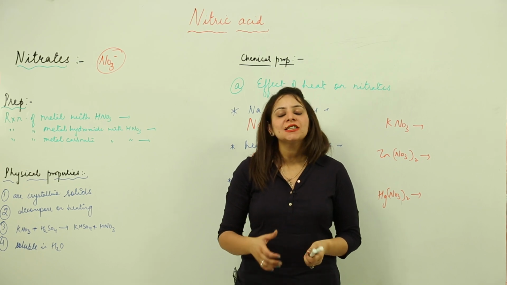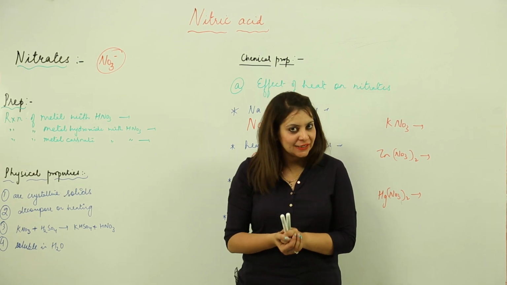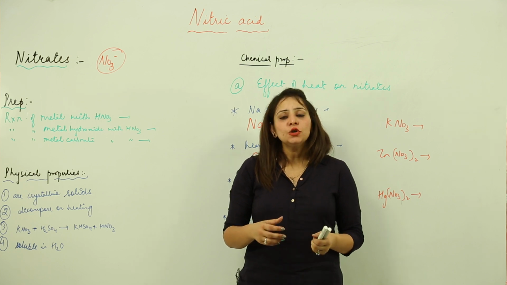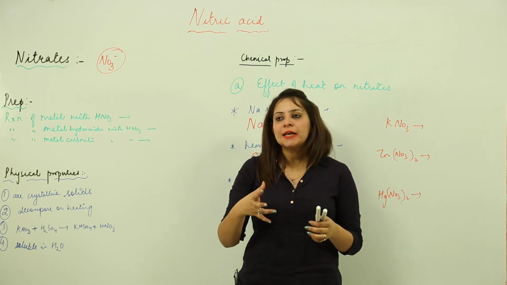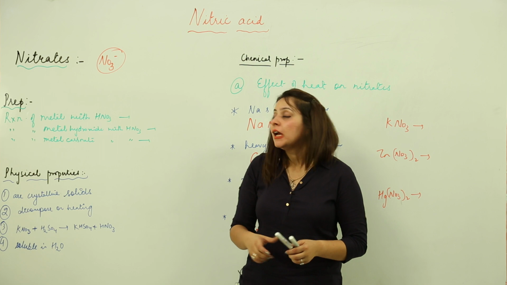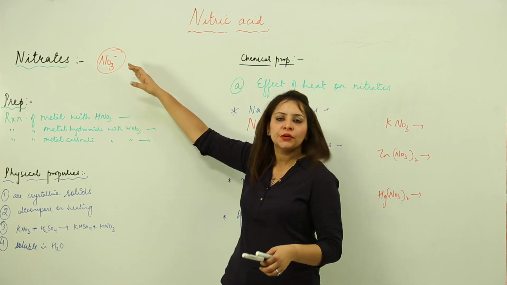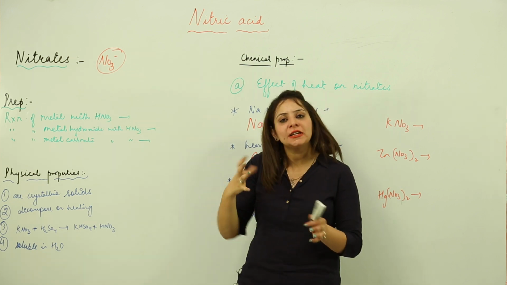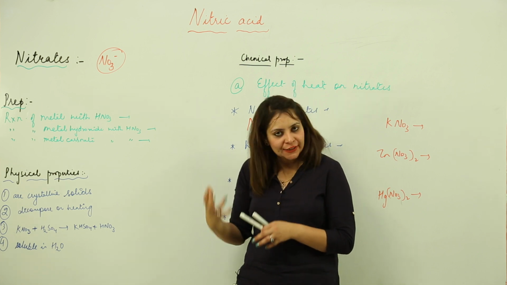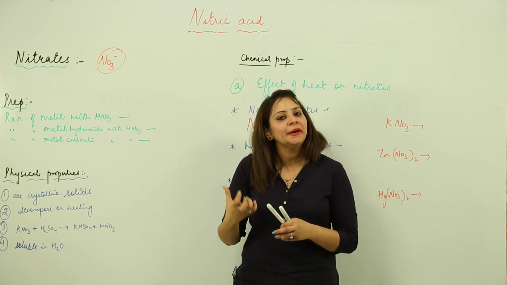Now we are going to start with the subtopic of nitric acid, that is the nitrates. As you all know, nitrate carries a radical, and what is that? It is NO3 negative, right? We can have metal nitrates. It is present in nitric acid, and likewise it is present in many compounds.